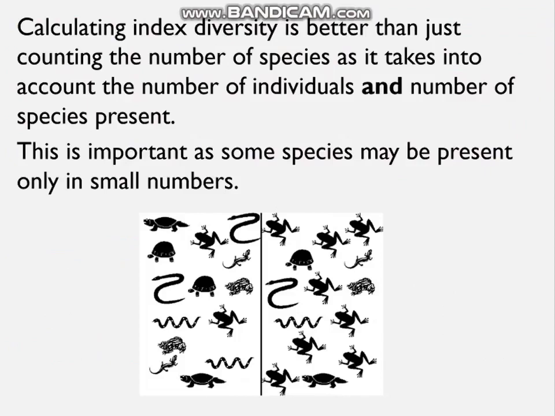The benefit of calculating the index of diversity is that it takes into account the number of individuals present within each species. This is important as some species may be present in small numbers compared to others.